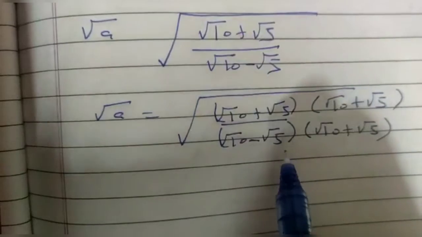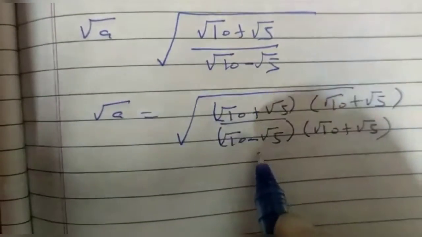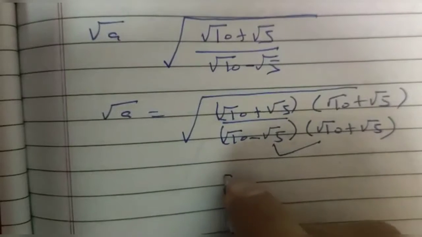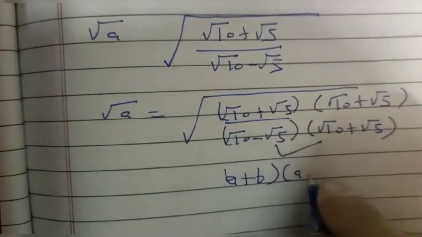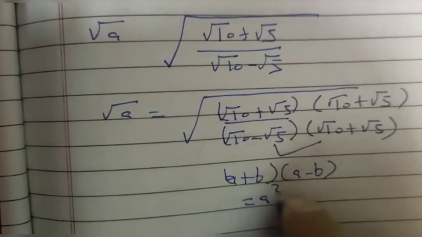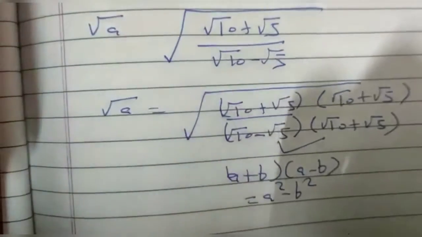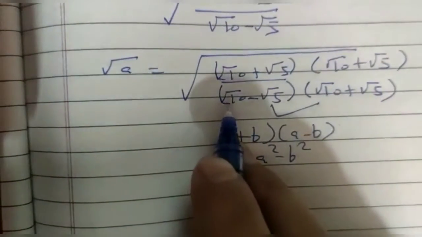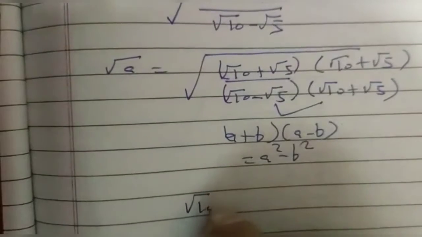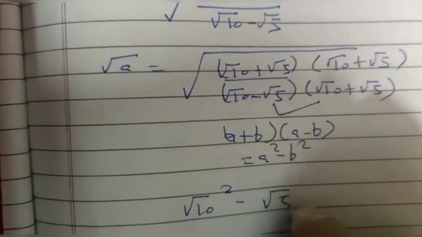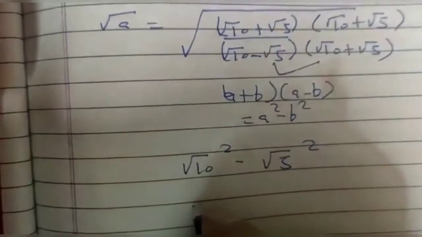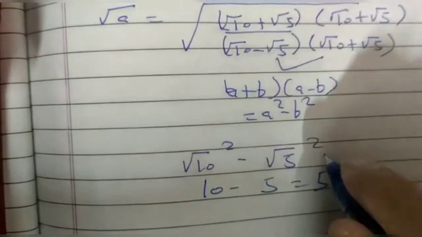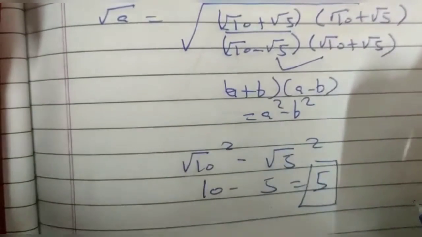Here, do you think I can apply any identity? Yes, in the denominator I can apply the identity a plus b multiplied by a minus b equals a square minus b square. So here in the denominator, a is root 10, so root 10 square minus root 5 square, which is equal to 10 minus 5 equals 5. So the denominator is 5.